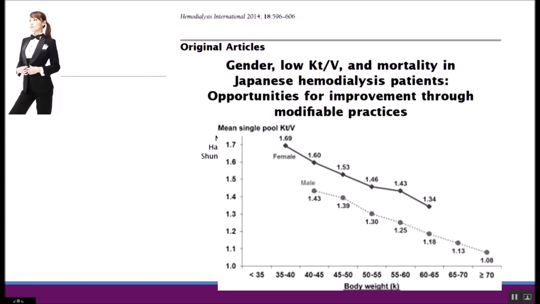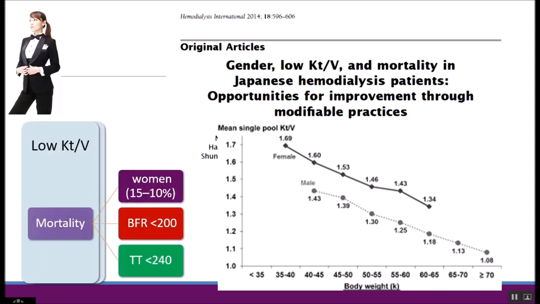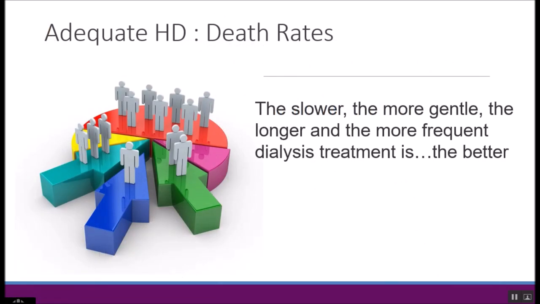For Japanese hemodialysis patients, a low Kt/V was found in women and in patients with a blood flow rate below 200 ml per minute and a treatment time below 4 hours per session. So in order to have an adequate hemodialysis per se, before going to an optimum one, the slower, the gentler, the longer, and the more frequent the dialysis treatment, the better.